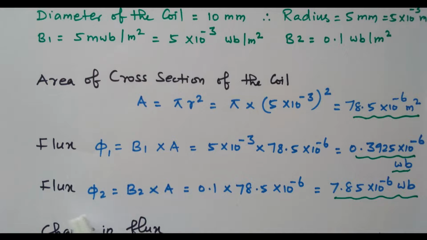Similarly, the second flux phi 2 is nothing but B2 into A. The B2 value is given as 0.1 into this area 78.5 into 10 to the power minus 6. So by simplifying this, what we got? 7.85 into 10 to the power minus 6 Weber. The phi 2 value is also calculated.